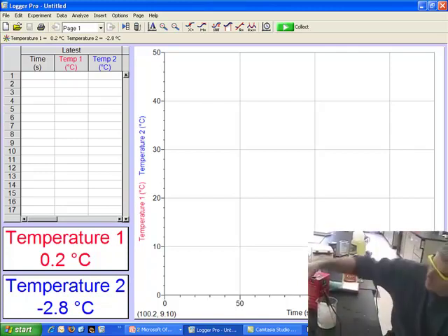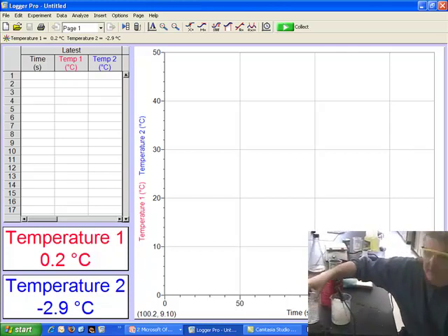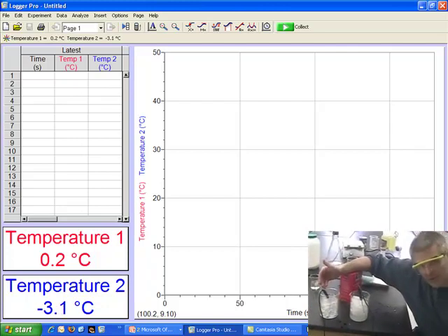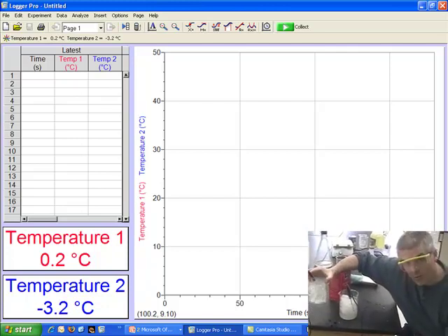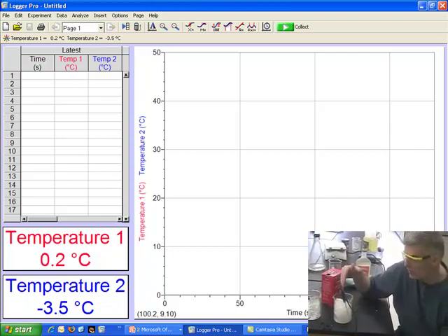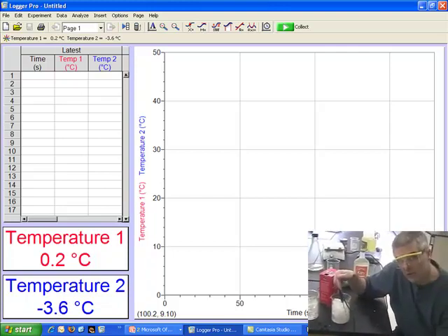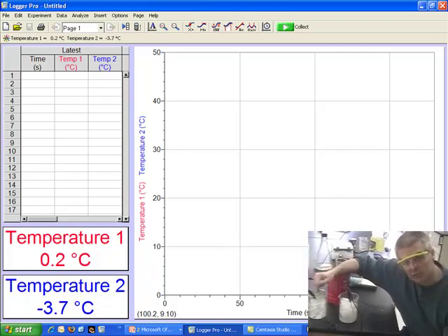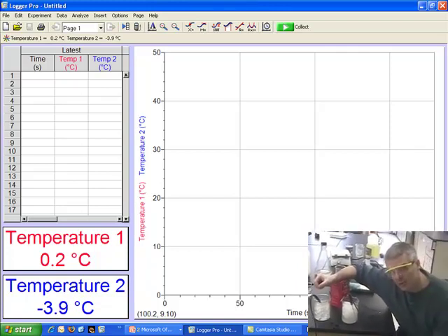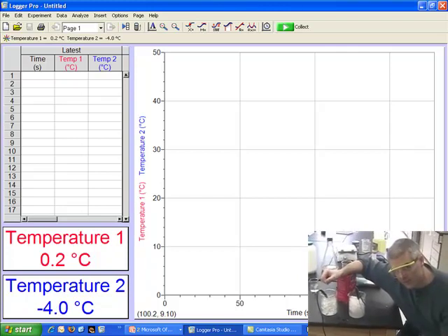Liquid. This is also a liquid. It's freezing, and it's roughly 0 degrees. So what can we say about a solution? This is pure water. This is a solution of salt water. The solution of salt water has a lower freezing point than does pure water. This is a colligative property called freezing point depression. Okay?